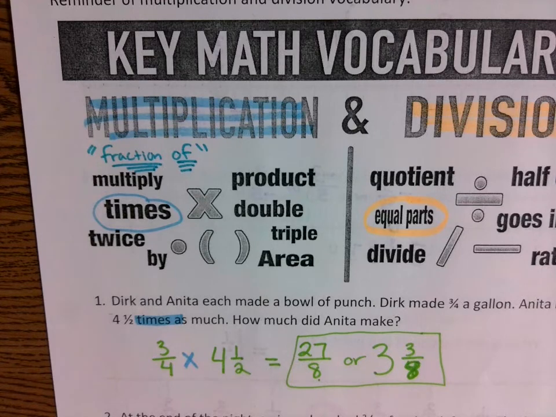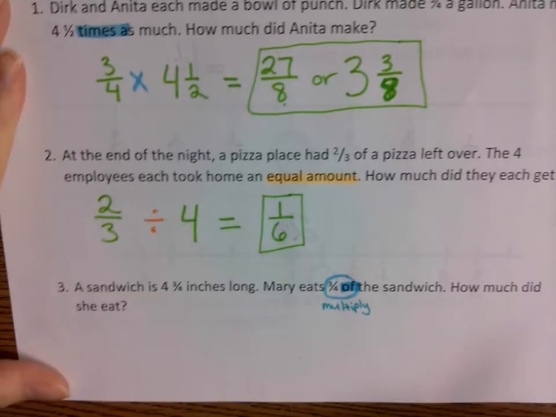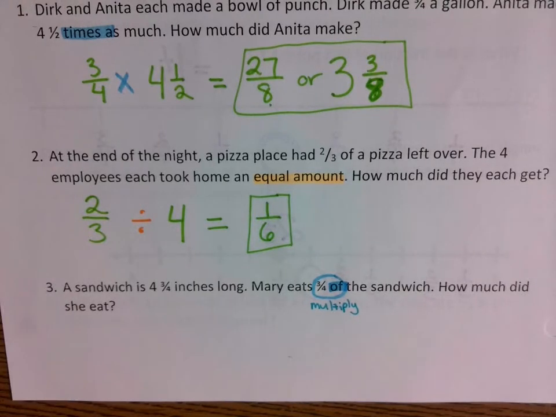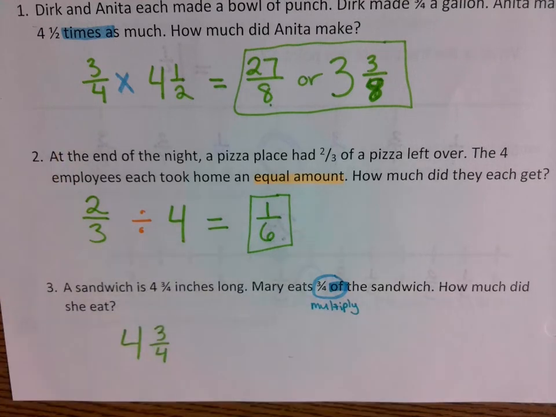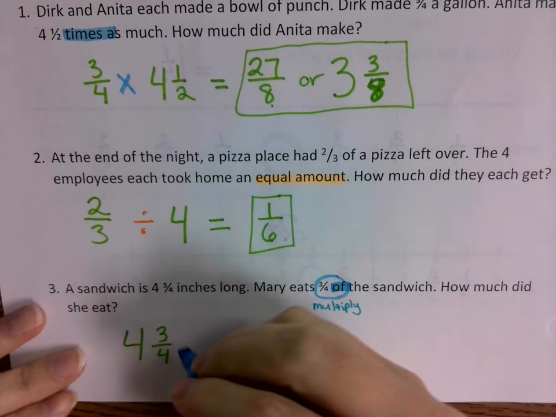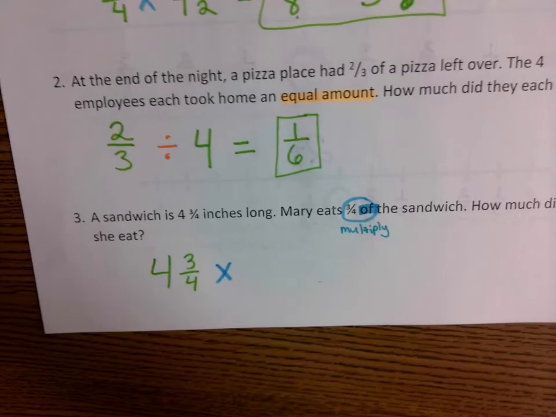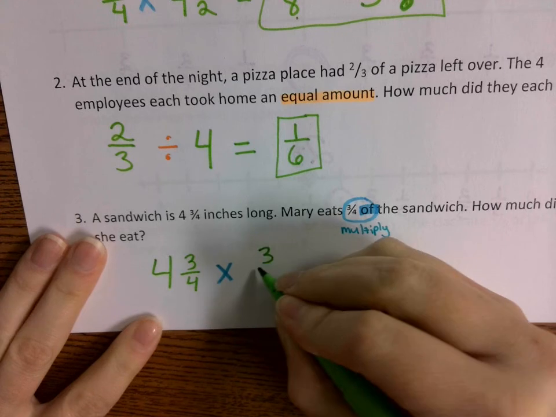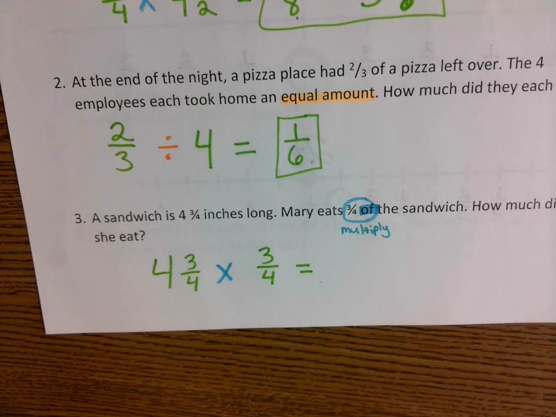Okay, so let's take a look at the problem here. Again, the sandwich that we have is 4 3/4 inches long. Mary is going to eat 3/4 of that sandwich. So we're going to take the length and multiply it by 3/4. Go ahead and put that into your calculator. Do 4 3/4, and you're going to multiply it by 3/4. You're going to get an improper fraction first, then you'll get a mixed number.